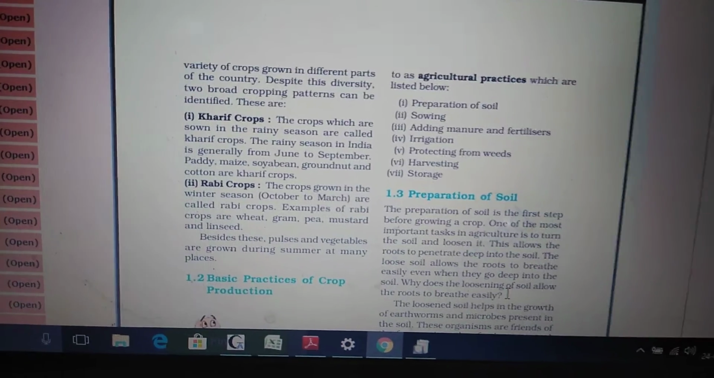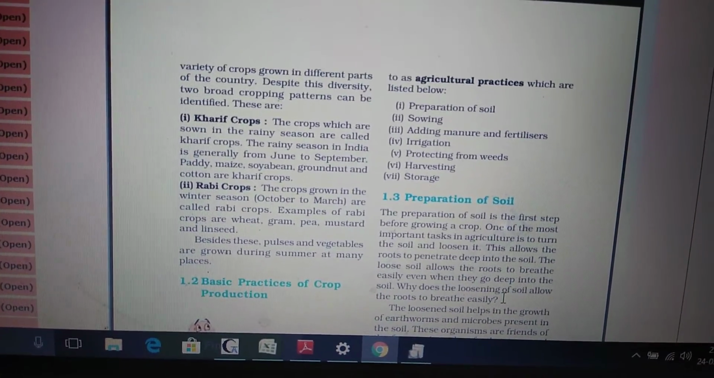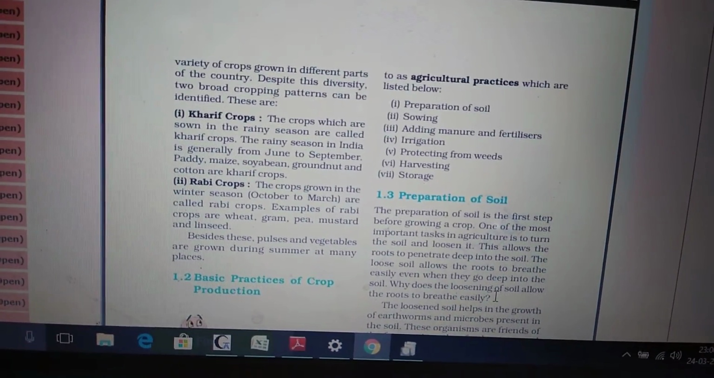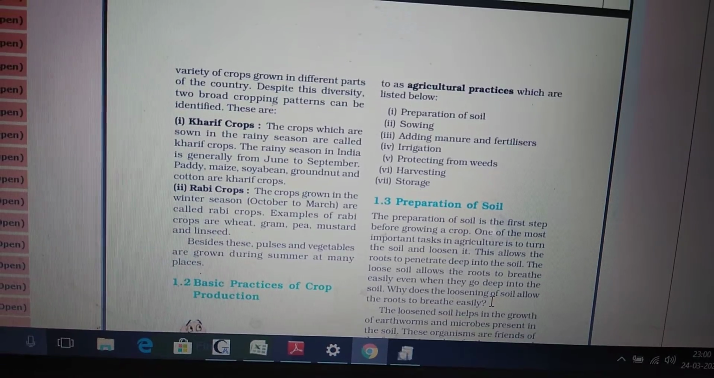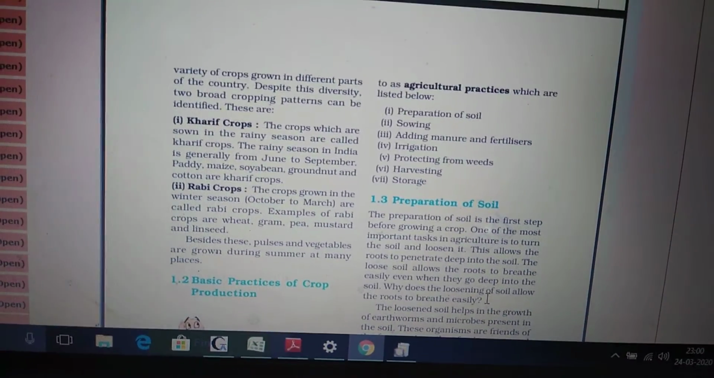Now what is kharif? Kharif crops are those crops which are sown during the rainy season. And which crops are they? They are like paddy, maize, etc.